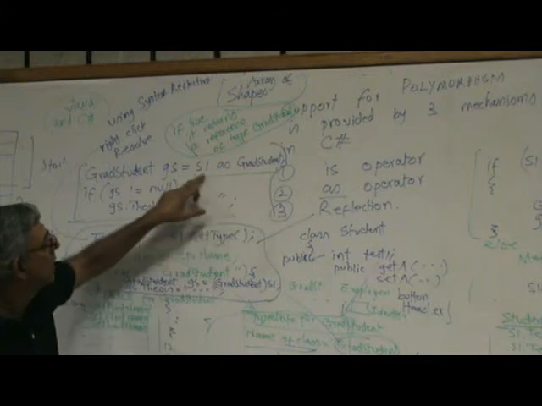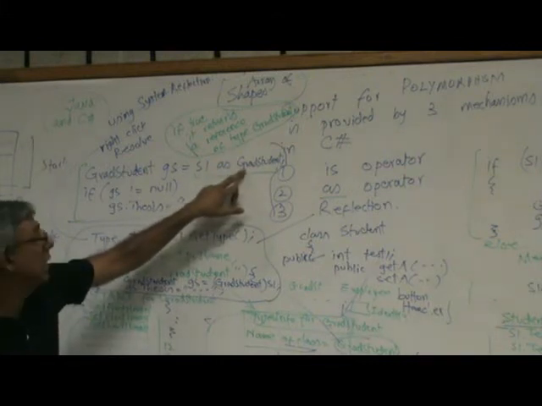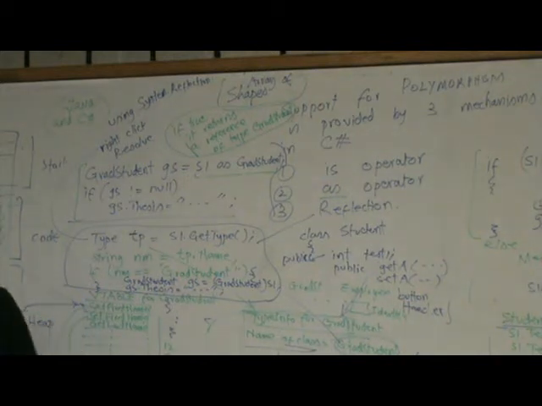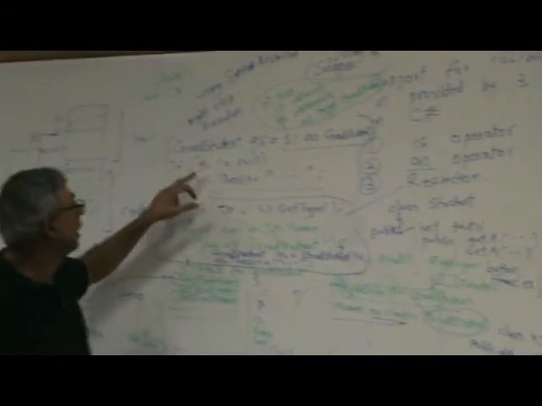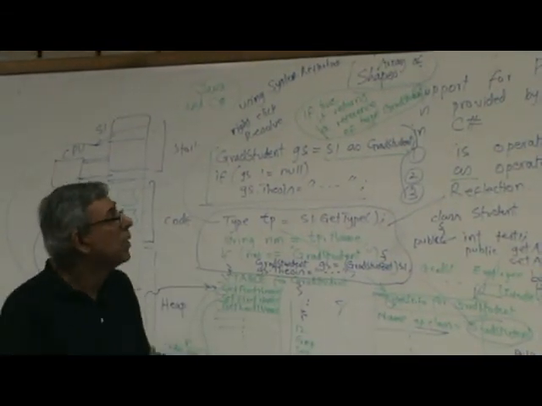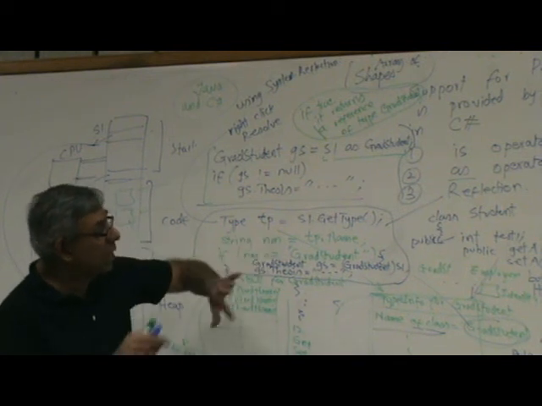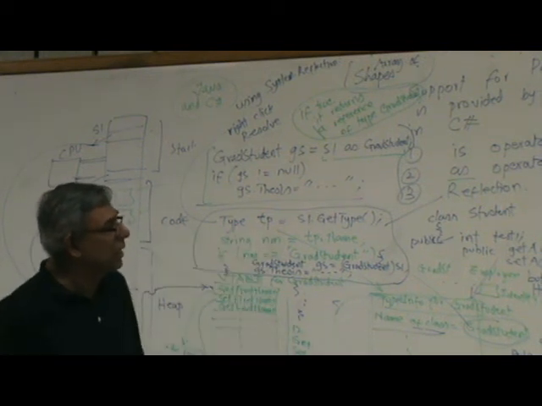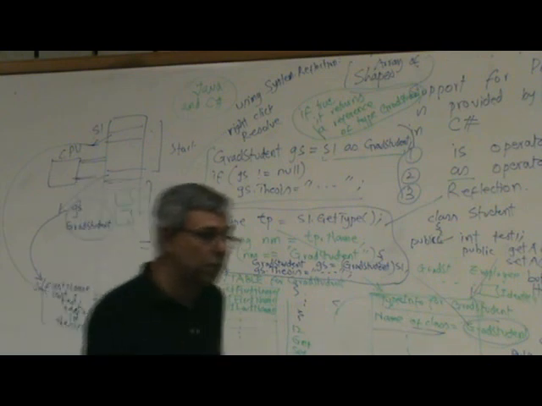It checks, is S1 indeed pointing to a grad student? If it is, it already brings back a reference of type grad student. So then we can easily use it after checking if it's null or not, right? Okay, so next time I'll show you on the computer all of these things, and then we'll go further to the next step.